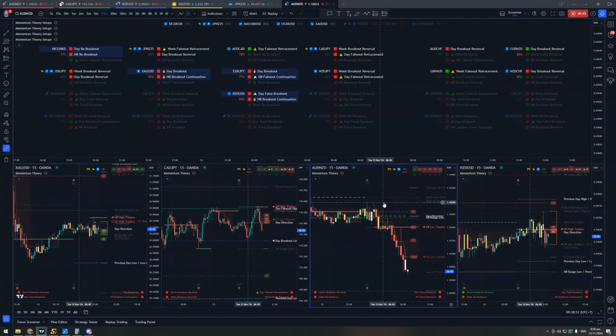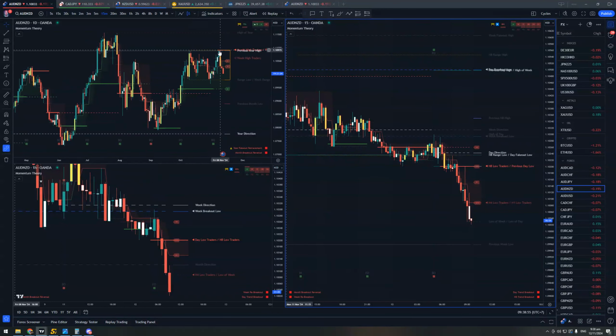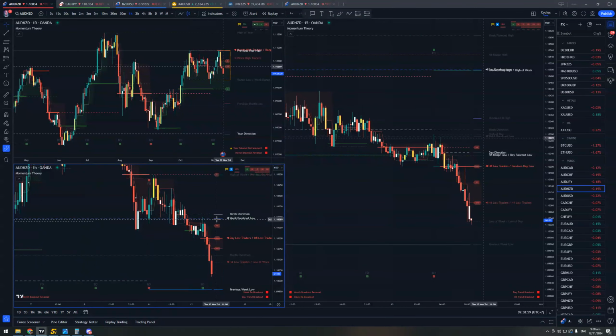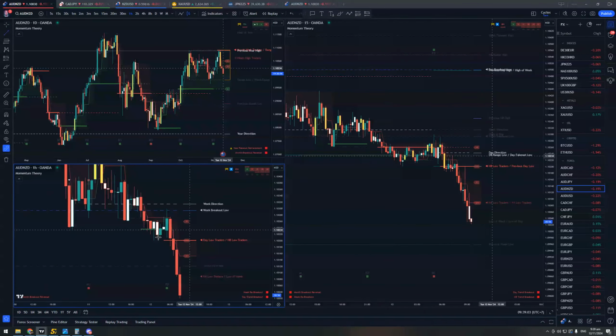Initially I was looking at Aussie NZD. There was a nice move here, faked out that high of the range, and then got below the week breakout low. And I was looking for a breakout trade, breaking out of this range. There's a bullish fake out bar followed by a bearish one. That's a definition of a range for me.